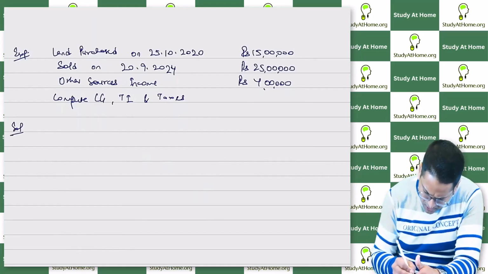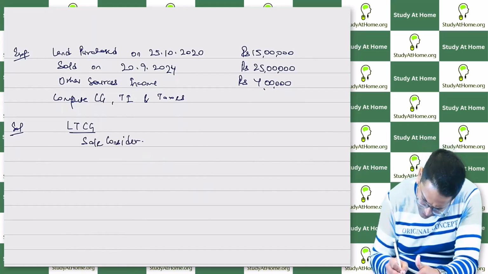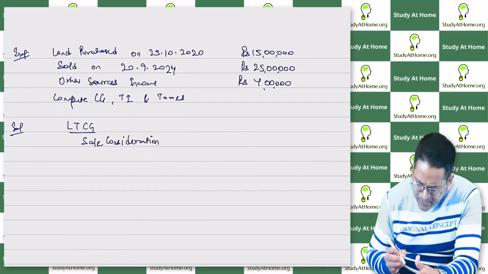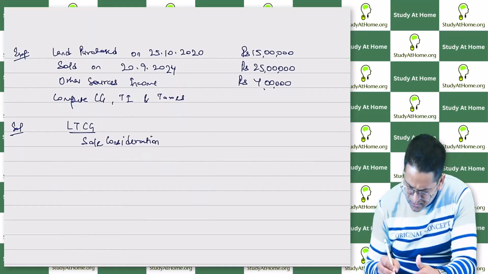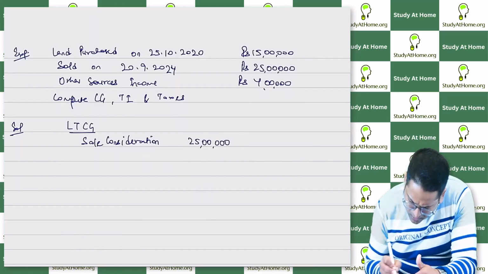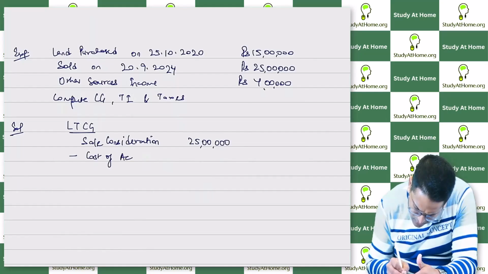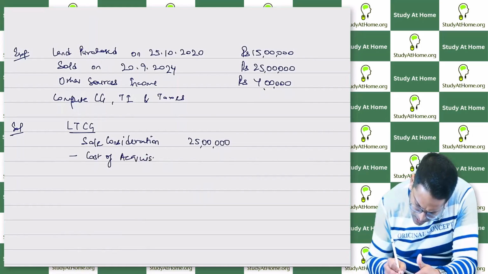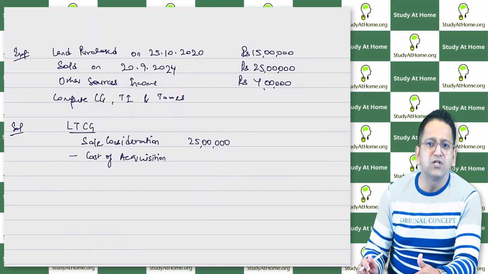We'll do the solution. Long term capital gain. Sale consideration: 25 lakh rupees. You should also write with me, as you have to present like this in the exam. So the presentation should also come, right? We will deduct the cost of acquisition from this. All right. Can we also use the indexed cost of acquisition?